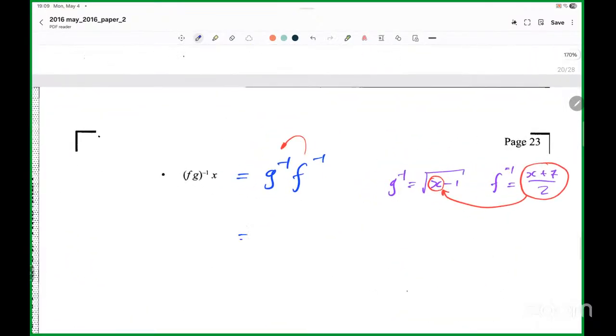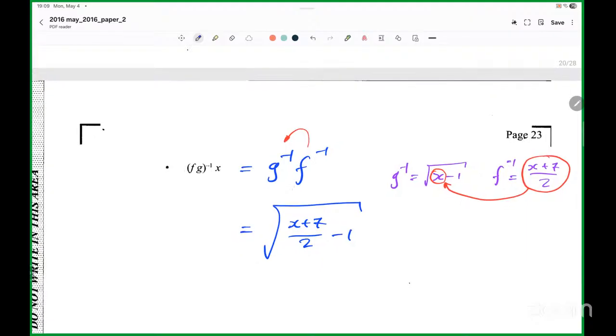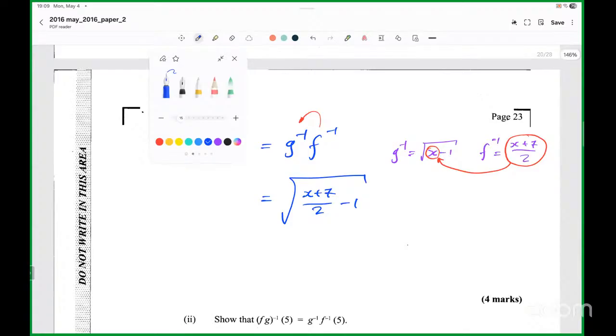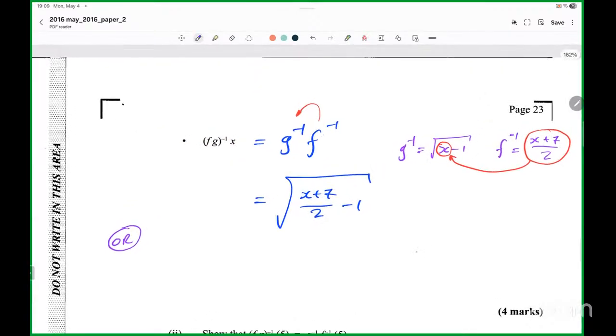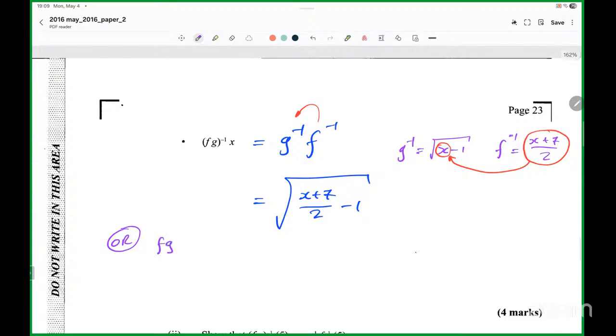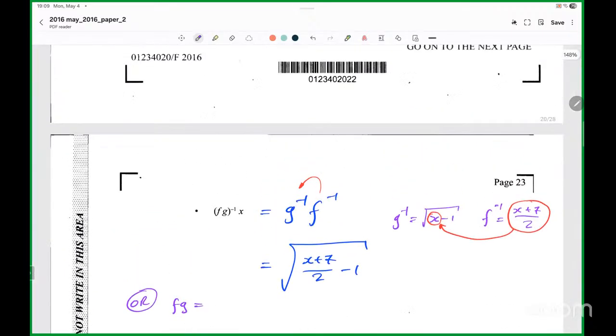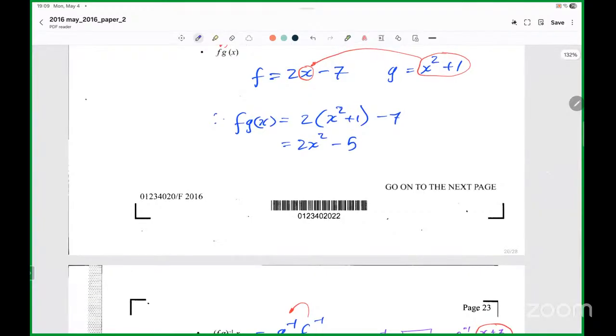So this would work out to be equal to the square root, where the x is, I'm going to put x plus 7 over 2 and minus 1 beside it. That's the answer. Quick and fast. Right? That's the answer. Or, let's do it the other way. Or, we could say the fg is equal to 2x squared minus 5.